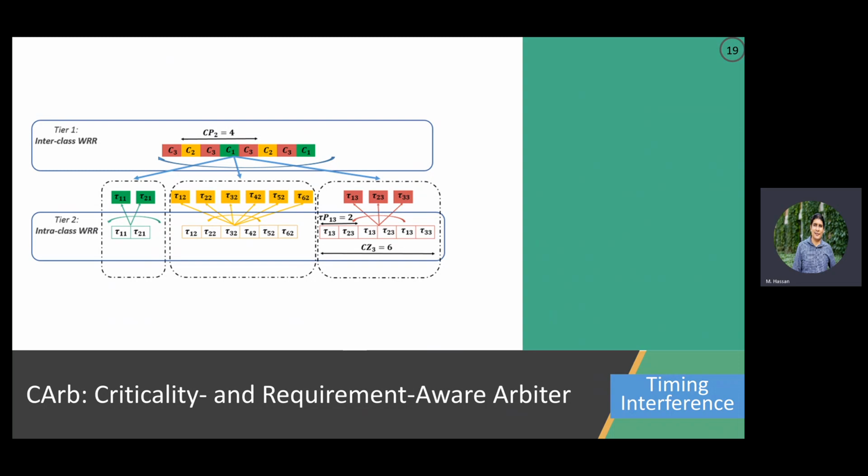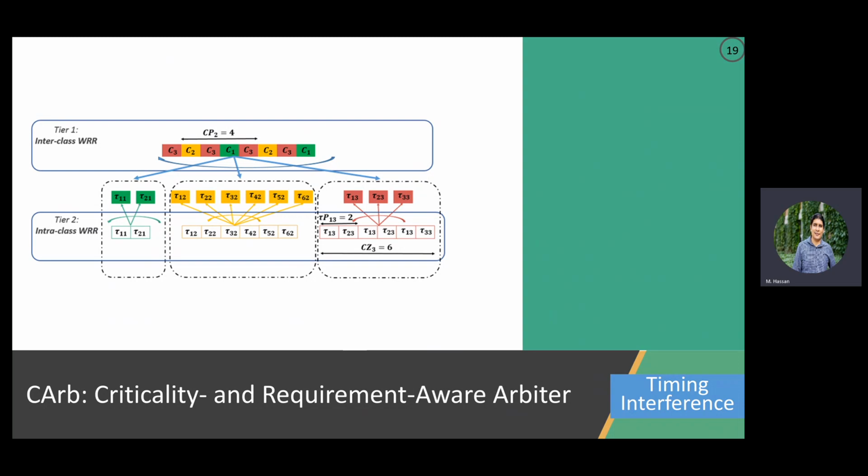So it builds on top of weighted harmonic round robin, the one that we discussed last time. But instead of saying we only have harmonics and weights based on the requirement, I also decouple the notion of criticality. So we have two-tier schedules, a hierarchical schedule. The first schedule is what we call a class weighted round robin. So we define our tasks.